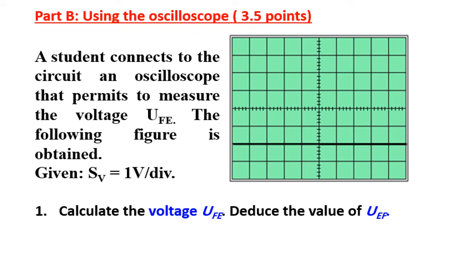In Part B, using the oscilloscope, a student connects this oscilloscope to the circuit that permits to measure the voltage UFE. And the following figure was shown. Part 1. Calculate the voltage UFE and then deduce the voltage UEF, knowing that the vertical sensitivity equals 1 volt per division.